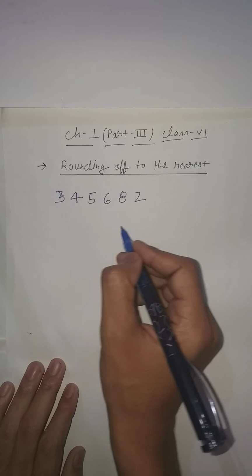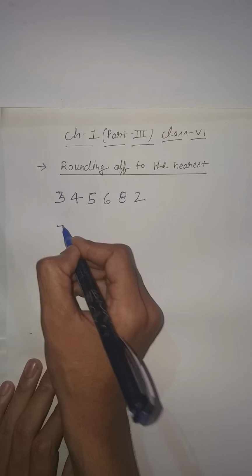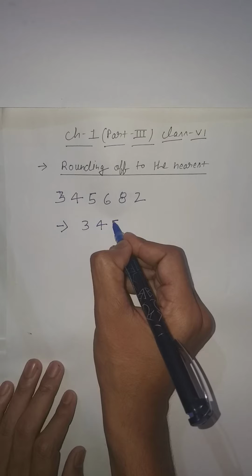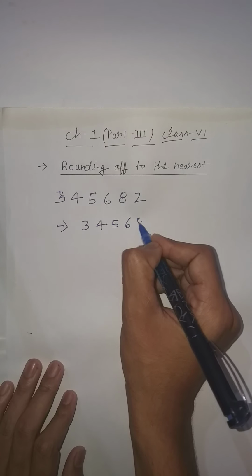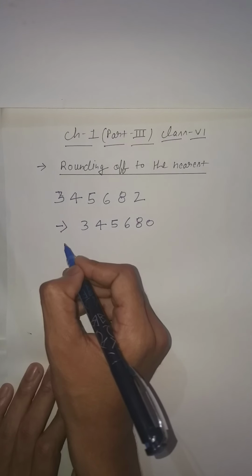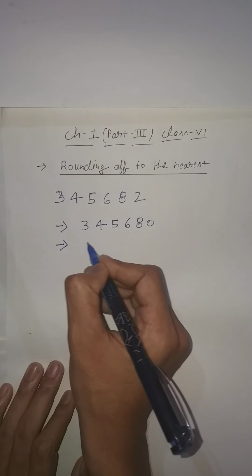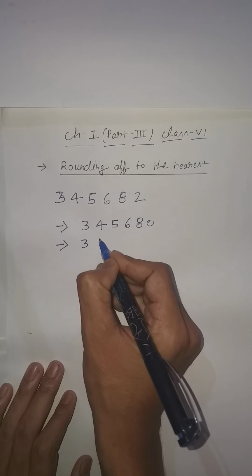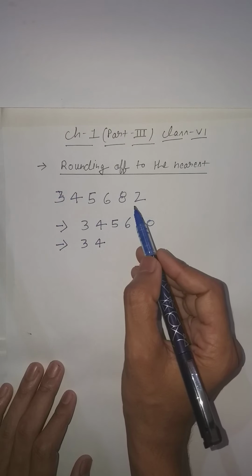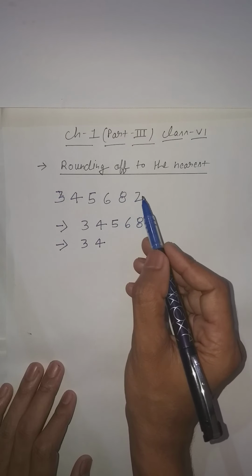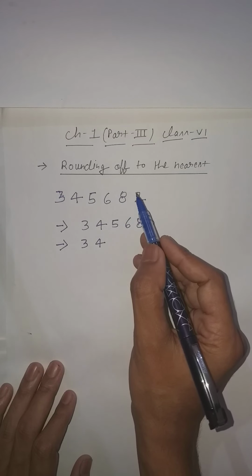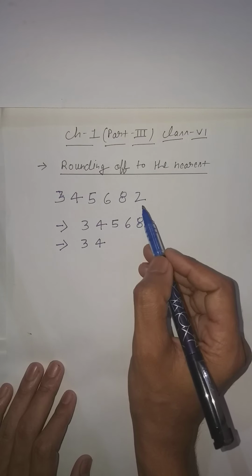The first way is you can write down this number 3, 4, 5, 6, 8, 0. You can also write down this number by 3, 4. In the first case, what you see is 82. So in 82, 2 is less than 5, so you will not increase anything in 8. You will put 0 in the place of 2.